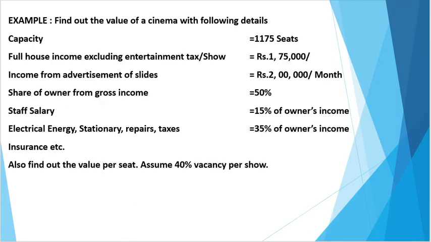The next example is: find the value of a cinema with the following details. Capacity of the cinema is 1175 seats. Full house excluding entertainment taxes per show. This is the earning. Per show is 1,75,000.